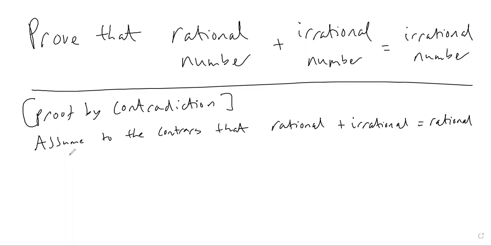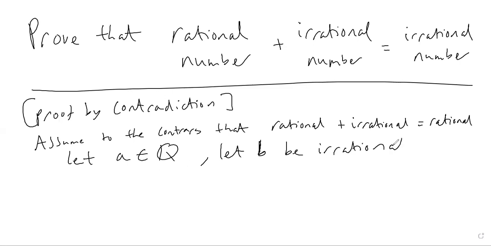So I'm going to let A be the rational number. So let A be rational. This Q notation is the set of rational numbers. And I'm going to let B be irrational. If A is a rational number, then we can express A as a fraction of an integer over an integer. So therefore, A is equal to N over M, where N and M are integers.